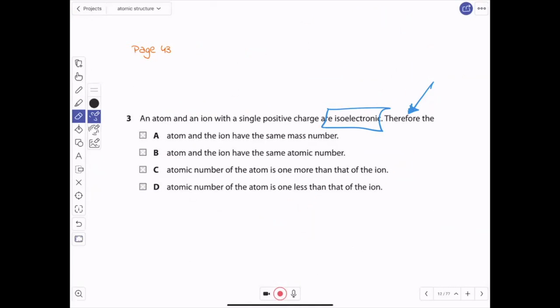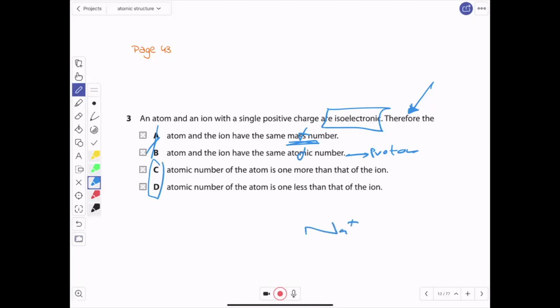C. Atomic number is 1 more than the ion. To work it out, I will just take an example. So the atom and ion have the same mass number is wrong, right? Have same atomic number is wrong because atomic number is proton number, right? So that these A and B are definitely wrong. Those C and D are pretty confusing. So what do we do here?